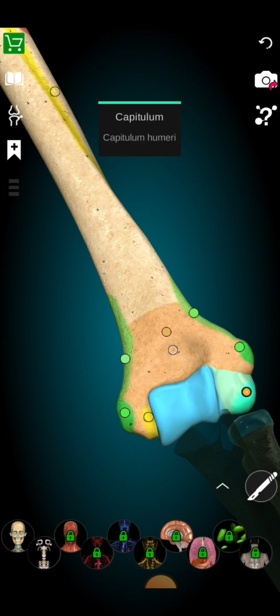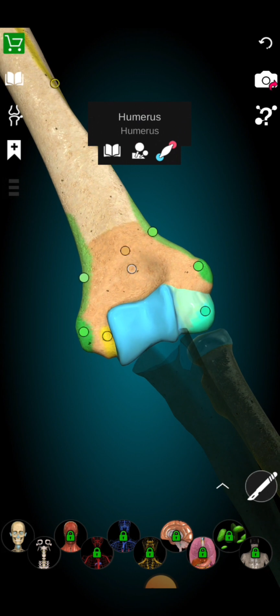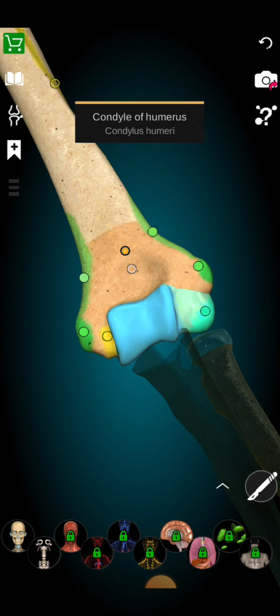Now see, this is the capitulum and this blue color is the trochlea. Now can you see, this is the olecranon fossa that is going to accommodate the olecranon process of the ulna below, right? And this is of course the condyle of the humerus.